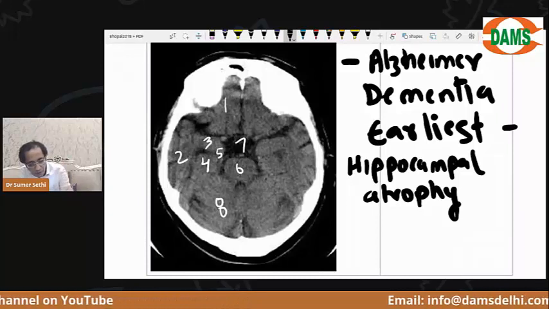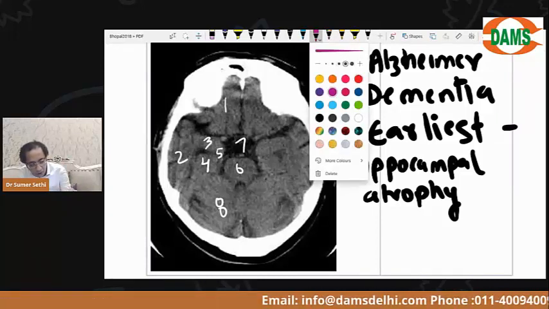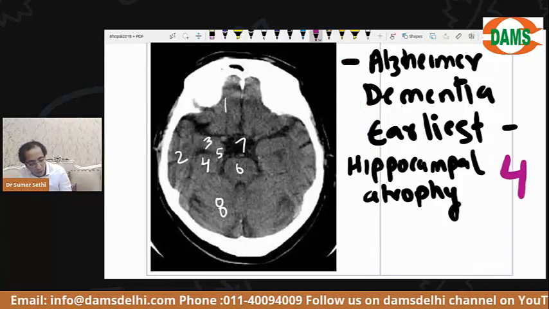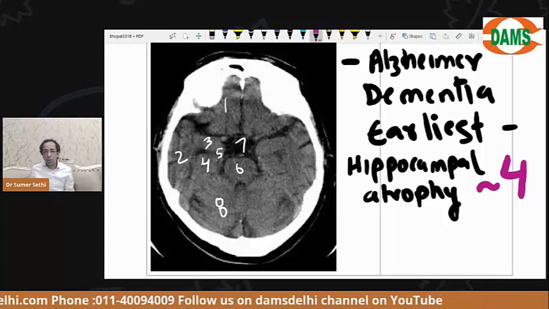So Alzheimer's dementia begins with, listen to me, hippocampal atrophy. So where is the hippocampus in this image now? Number 4. So this is how they make questions in the exam.